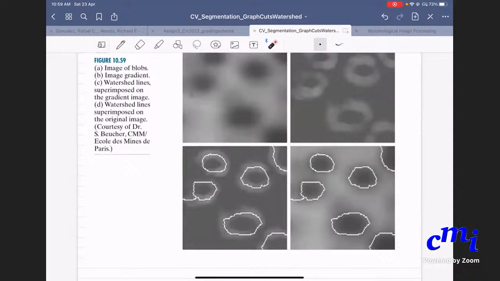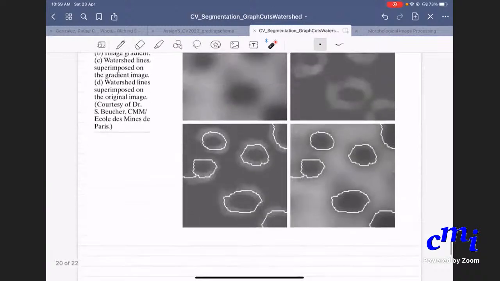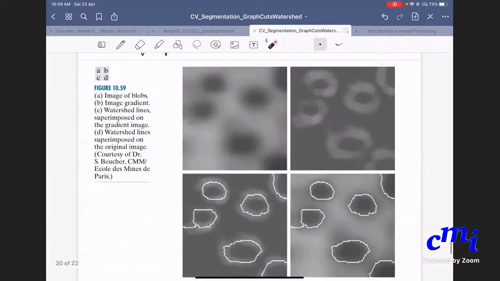Again, there are many implementations of the watershed algorithm, and the point in using all those implementations is to first understand what the algorithm is doing.